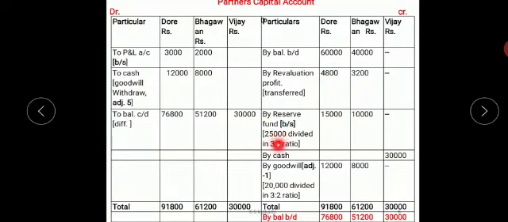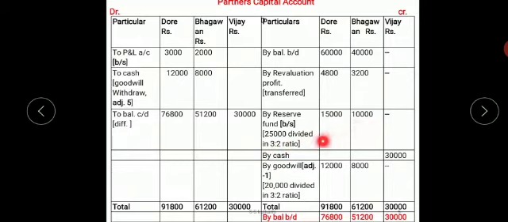Next, come to the balance sheet. You have the reserve fund, whose value is 25,000. This 25,000 is to be distributed in the ratio of 3:2. You will get 15,000 for Dore and 10,000 for Bhagwan.